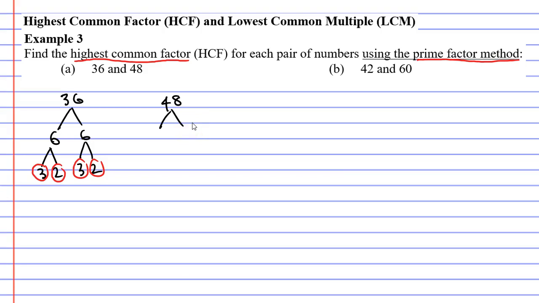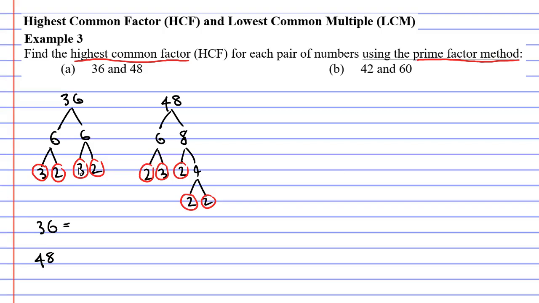Alright, let's look at the prime factors of 48. What multiplies to make 48? 6 times 8. And then if I branch out from these numbers, to make 6 we get 2 times 3, and to make 8 we get 2 times 4, and then we branch out from the 4 and get 2 times 2. Circling all our prime numbers in red, we get our prime factors.